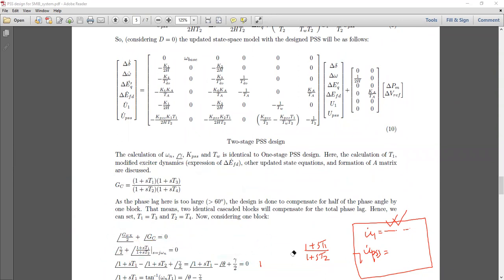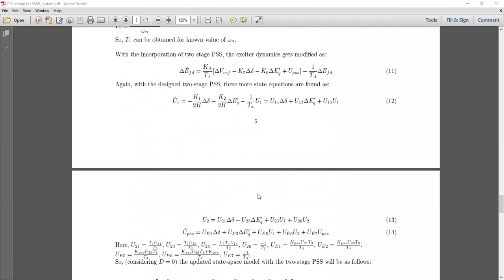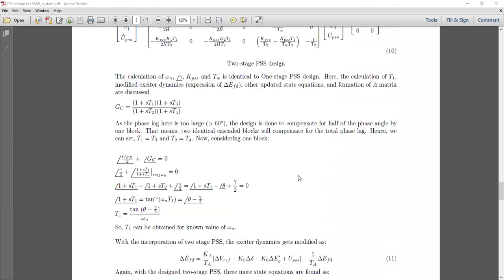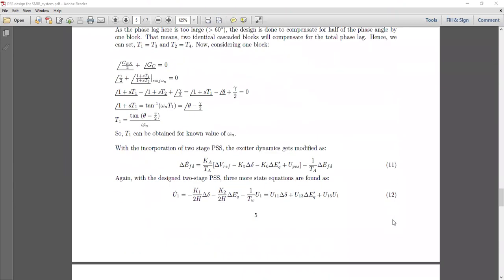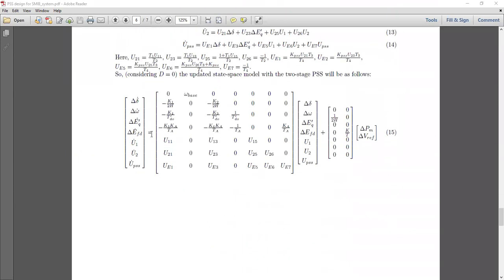And similarly, of course, we can go for two-stage PSS design. I will not go into the detail of that. The same thing, you can go through the process that is mentioned here. Of course, if it is a two-stage PSS, then the number of state variables would be further increased, and the system dimension would be increased further.